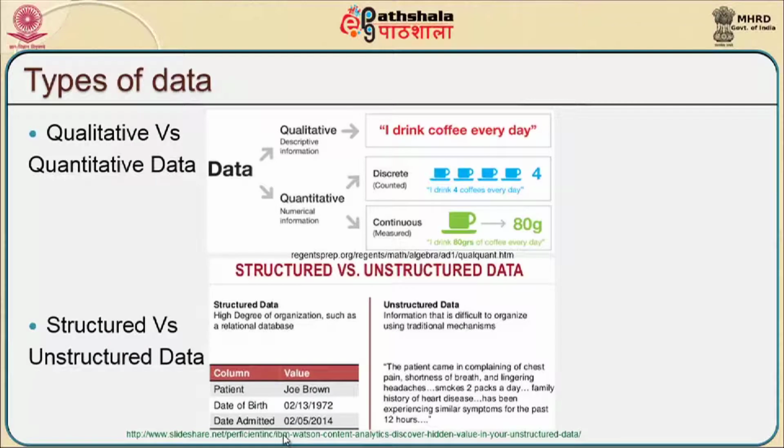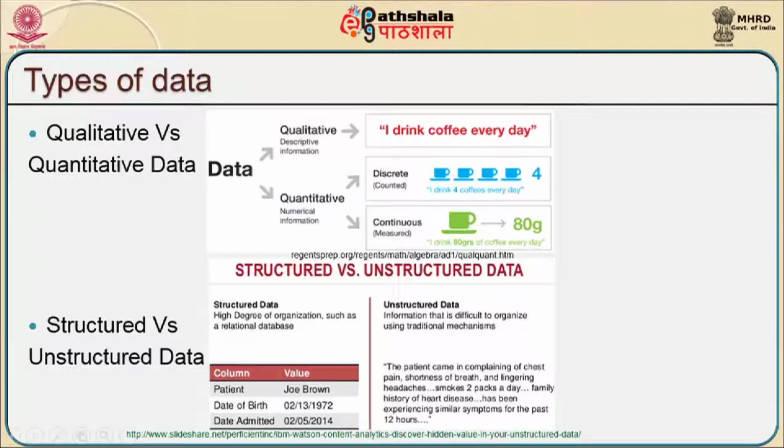Talking about the types of data, as and when we collect different data from the stakeholders, data could be of two different classes. One is qualitative versus quantitative data. The other one would be structured and unstructured data.